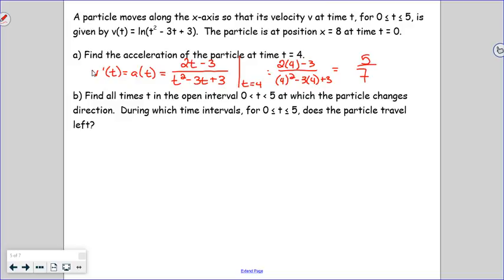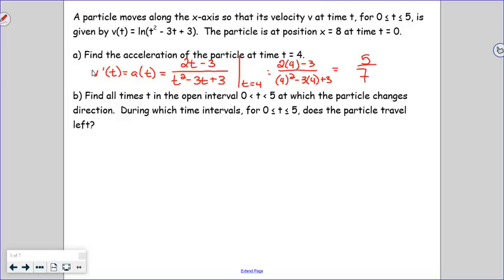If I know my position is 3, does that tell me which direction it's traveling? No, it's not our position function, right? If my velocity is 3, what does that tell me? It's going right. It's increasing, right? It's positive. So we should be looking at our velocity function on this one.